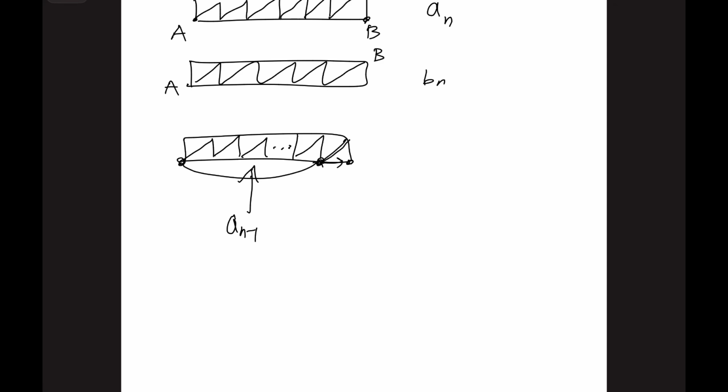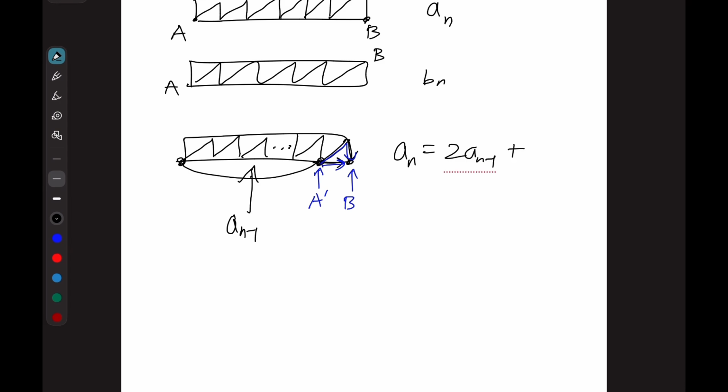Then there are exactly two ways. I'll color it. Two ways to go from this point here, let's call it A prime, to B, our destination. Therefore, A_n equals 2A_{n-1}, plus we have to think of the case where it goes from the bottom to the top. Then it is two cases to go from this point, A double prime, to B. So, 2A_{n-1} plus B_n.